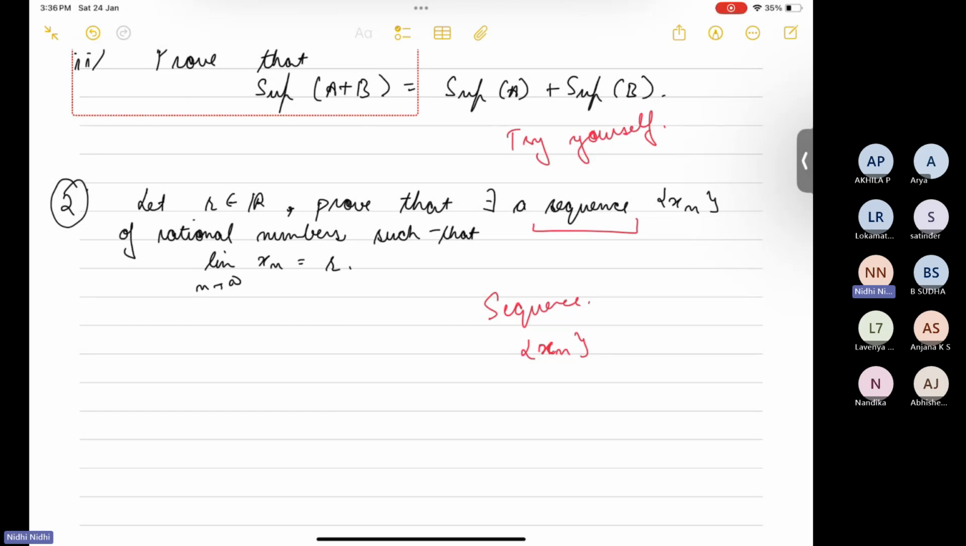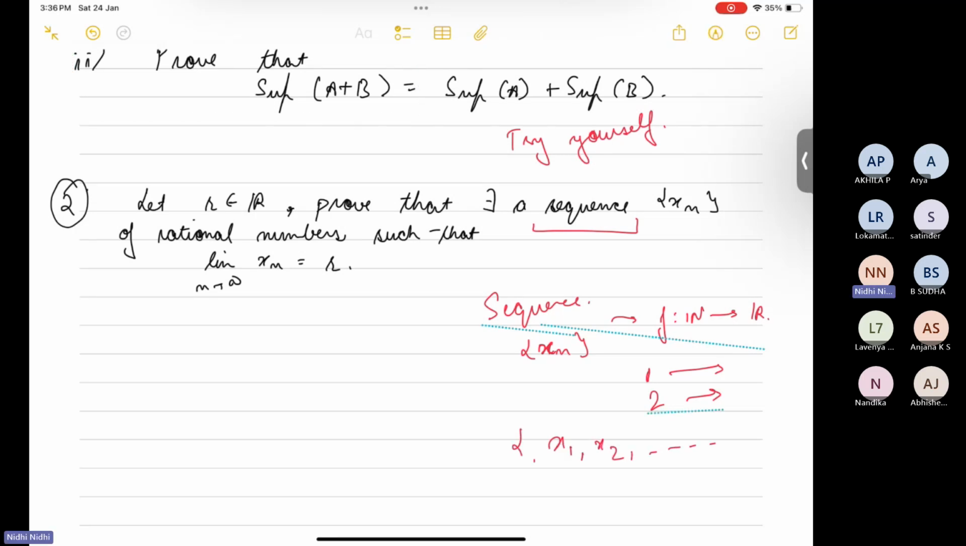One can also call it a function from the set of natural numbers to the set of real numbers, which basically means we have something related to the first term, second term. So we have x1, x2, and so on up to infinity. So basically, we have a real number corresponding to each natural number. So corresponding to 1, we have x1. Corresponding to 2, we have x2 in R, and we write them in order.